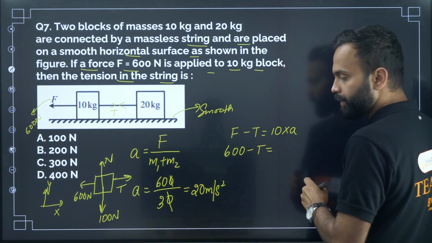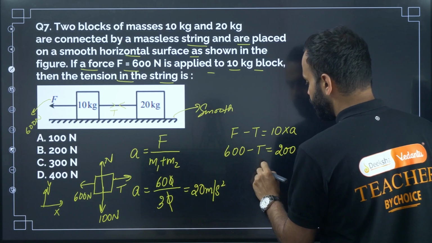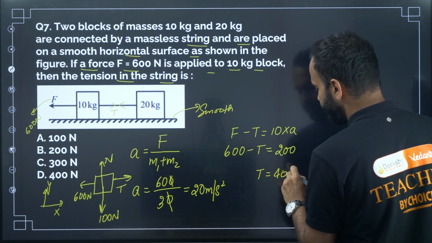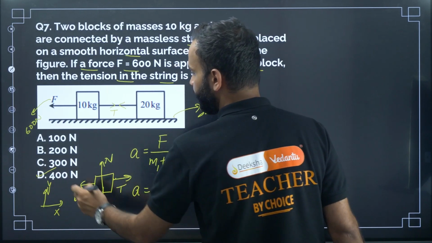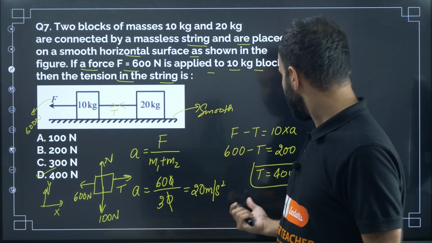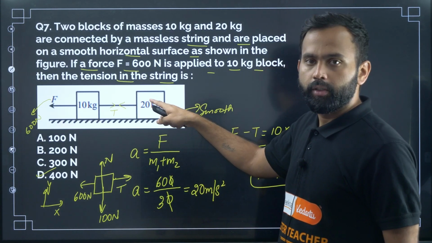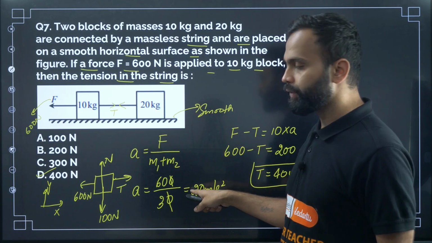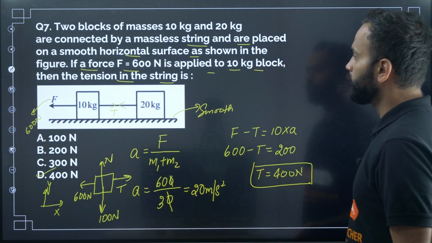a is 20 meter per second square. So 10 into 20 is 200. So now T equal to 400 Newton. The correct option is D. Even if you check for the 20 kg block, again you will get 400 Newton only, because T equal to 20 into a, 20 into 20 is 400. So the correct option is 400 Newton.